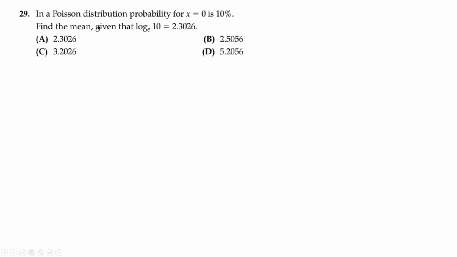Next question, in a Poisson distribution, probability for x is equal to 0 is 10%. Find the mean given that log 10 to the base e equal to 2.3026.